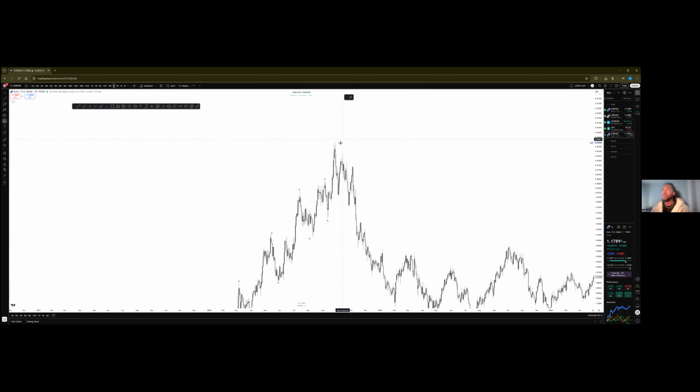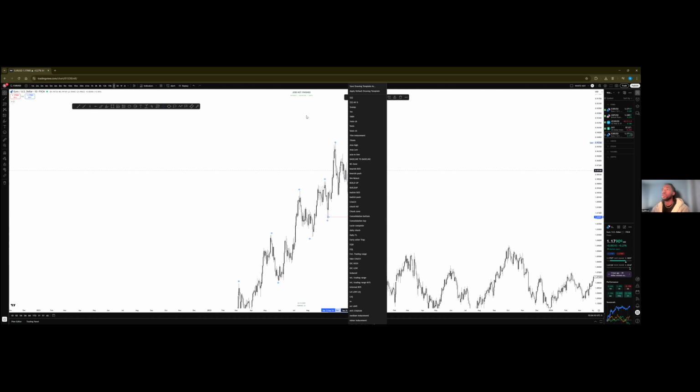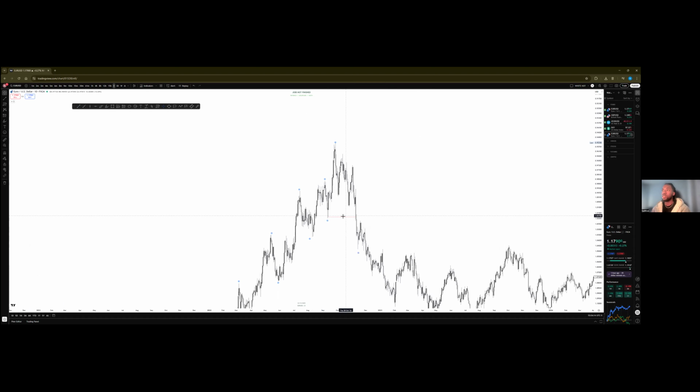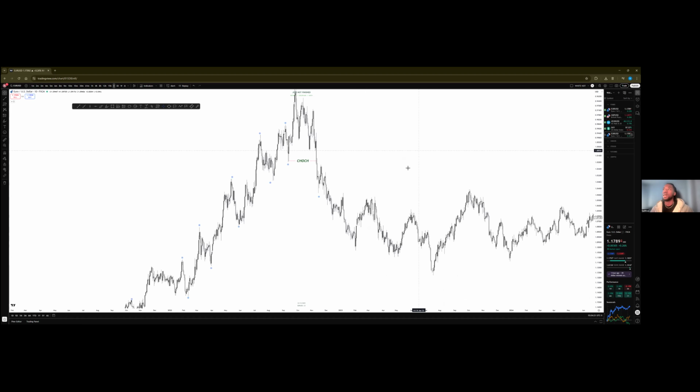We created this high right here, and then it came down and took out this low. This was a sign that the market told us, hey, we're about to shift. Because right here is where we change character. We've immediately changed character right here. So this is the basic understanding of price action, just like we spoke about. This is the market giving you a sign that we are going to change direction.